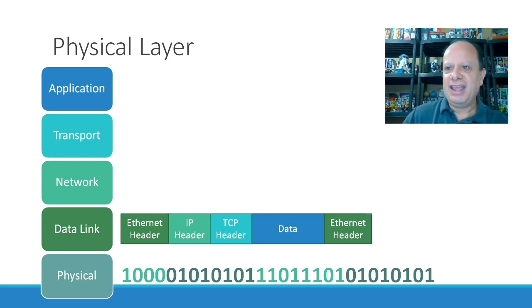The physical layer encodes the frames and creates the electrical, optical, or radio wave signals that represent the bits in each frame. These signals are then sent over the media, one at a time.